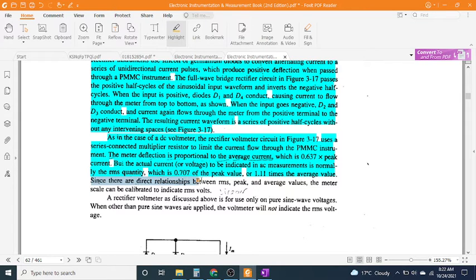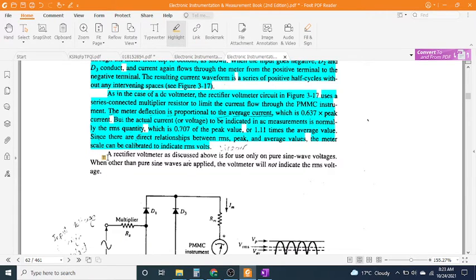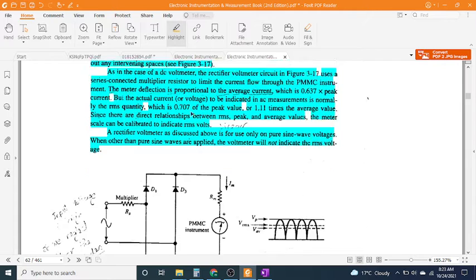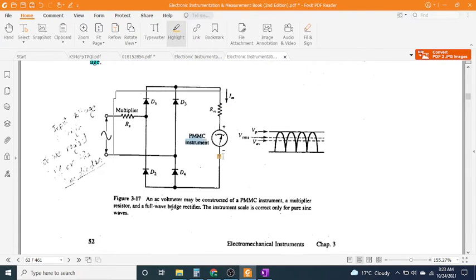Since there are direct relationships between RMS, peak, and average values, the meter scale can be calibrated to indicate RMS volts. A rectifier voltmeter as discussed above is for use only on pure sine wave voltages. When other than pure sine waves are applied, the voltmeter will not indicate the RMS voltage. Figure 3-17. An AC voltmeter may be constructed of a PMMC instrument, a multiplier resistor, and a full-wave bridge rectifier. The instrument scale is correct only for pure sine waves.